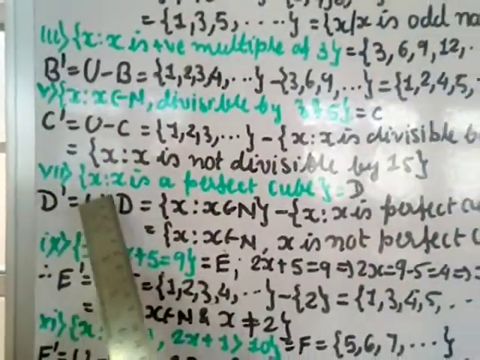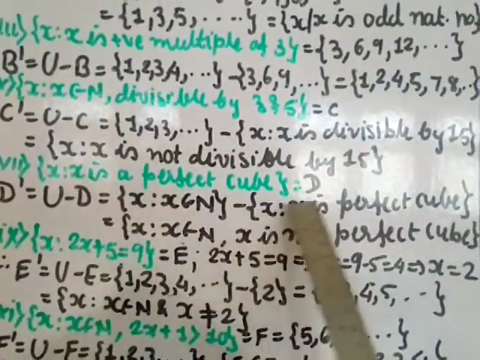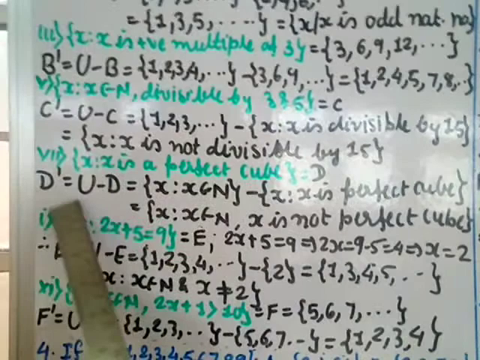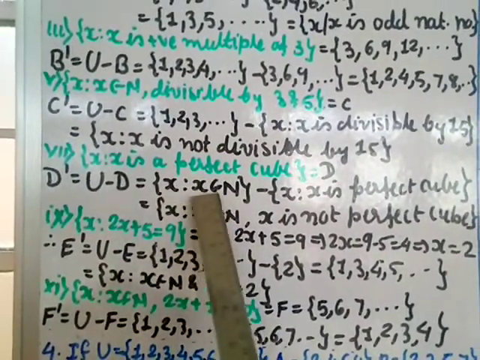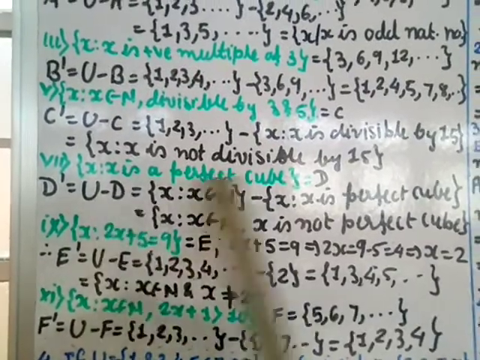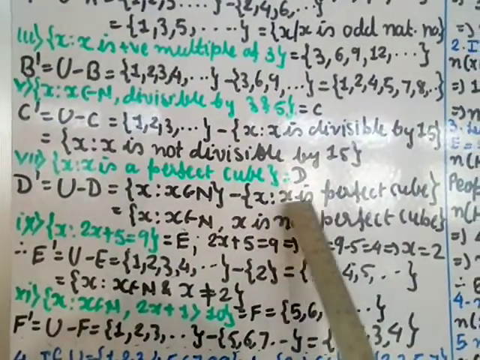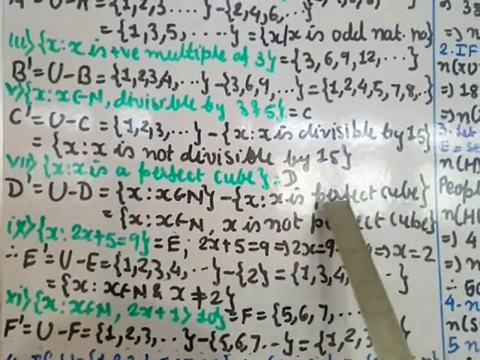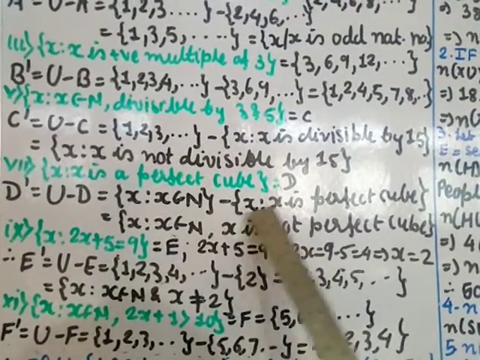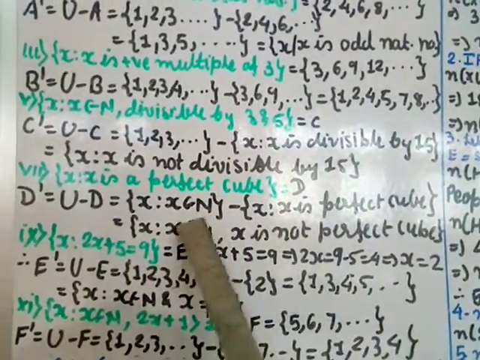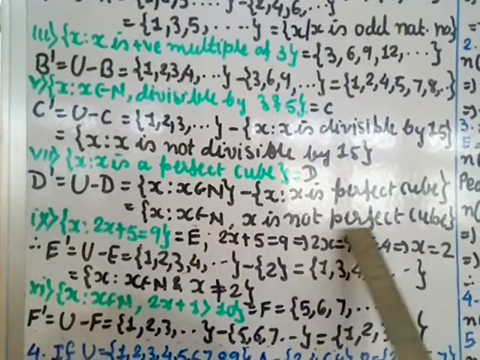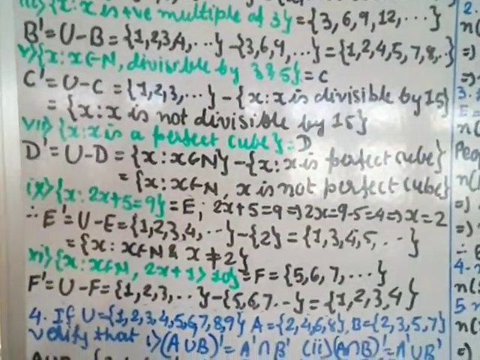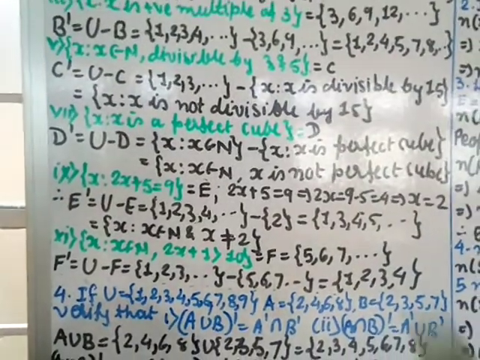Number 7, x such that x is a perfect cube. Call it D. So D dash will be U minus D. x such that x belongs to N, that is natural numbers, and D is this one, minus x such that x is a perfect cube. So we have to take the elements which are not perfect cubes. So the difference will be x such that x belongs to N, x is not a perfect cube. That is the solution, or you can say the complement of the given set.